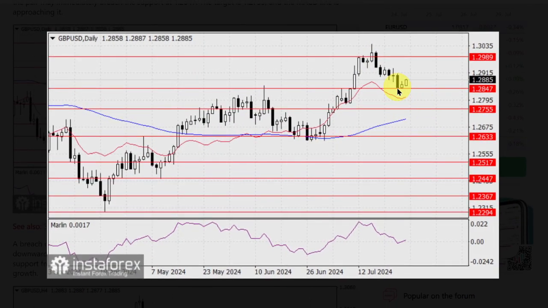The British pound is slightly rising from the support level at 1.2847. The Martin oscillator hovers around the zero line, indicating sideways movement. Traditionally, to confirm the direction of the trend, traders need to wait for the price to settle below a certain level.